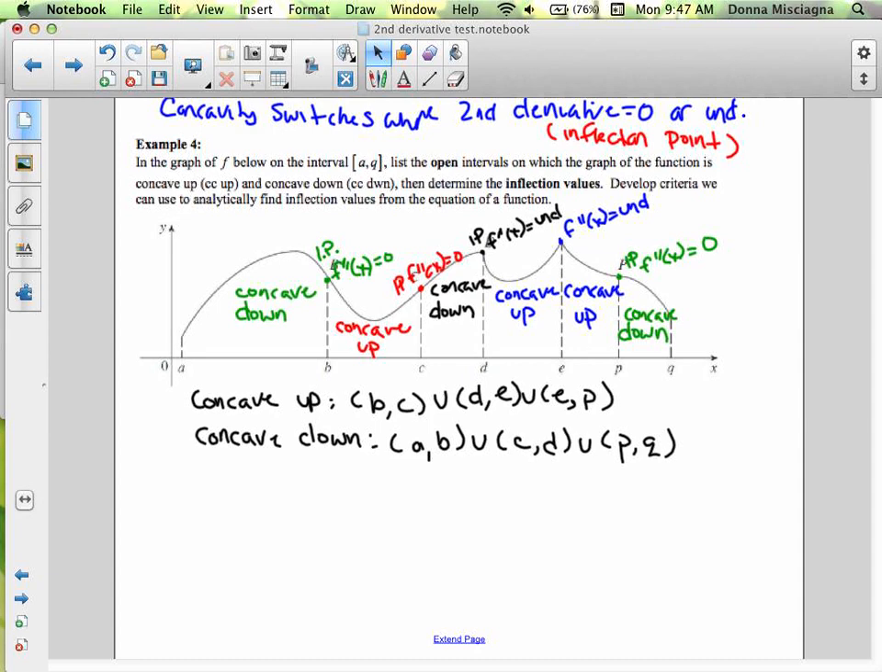All right, and so here we can identify that from the graph by looking for where the graph changes concavity, and we can identify our inflection points. We're going to be able to find that algebraically using the second derivative test. And that's coming up next.